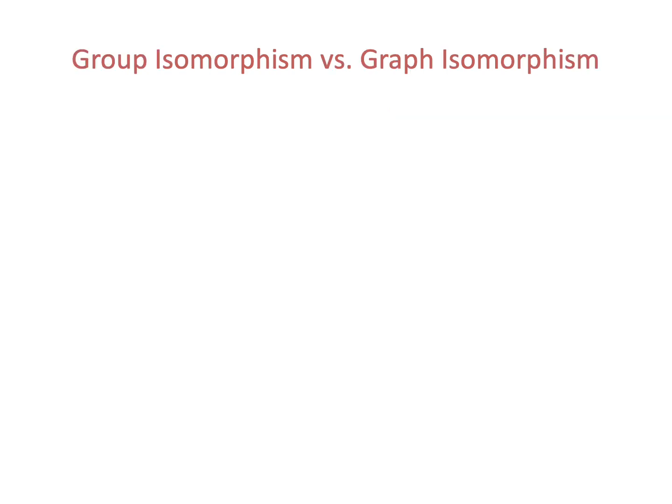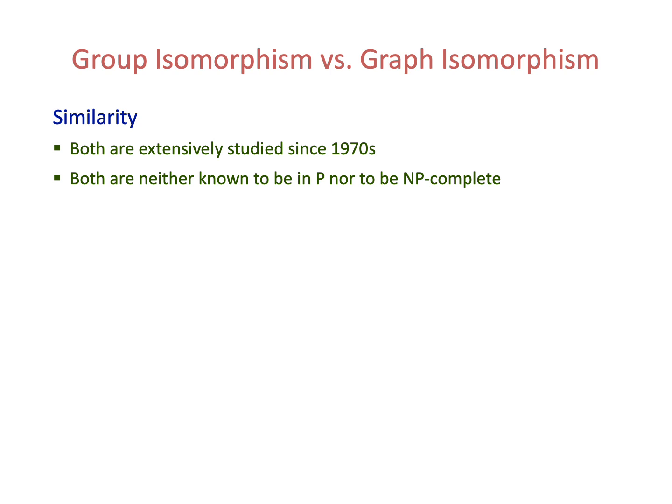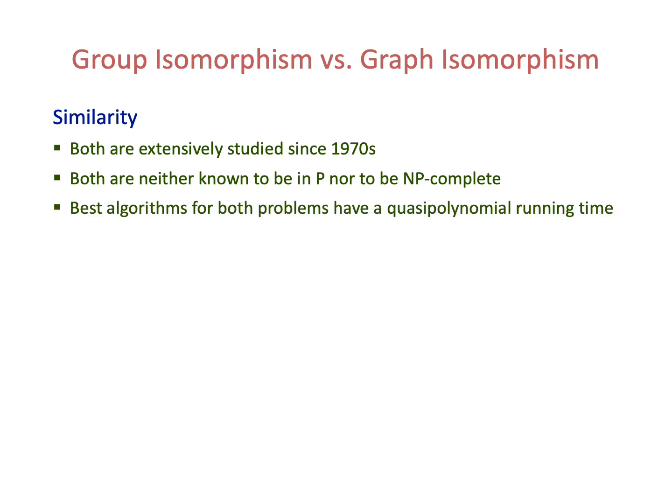When discussing group isomorphism, it is inevitable to talk about its sibling, graph isomorphism, which is to determine if two unlabeled graphs are the same or not. In some sense, the two problems are similar. They both have been extensively studied since the 1970s, and until now, the complexity of the two problems is unsettled. Both are neither known to be in P nor to be NP-complete. Interestingly, the best known algorithms for both problems have quasi-polynomial running time.